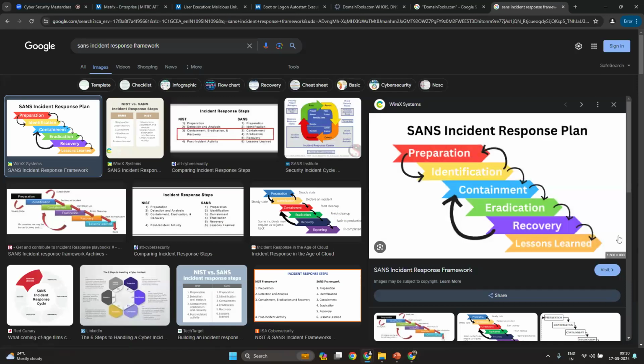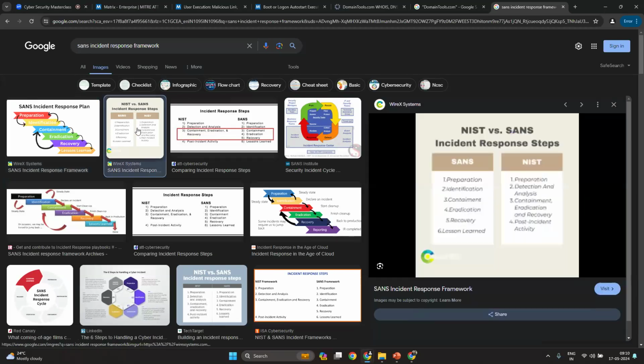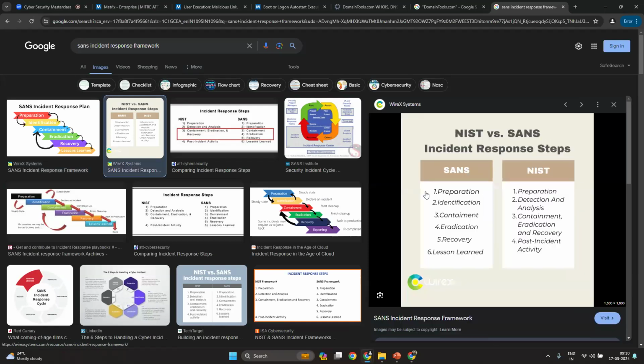It is basically the same, but this has the phases broken down even further. So you either follow the NIST or the SANS framework. These are the two frameworks, side by side. Yeah, stick to one framework.